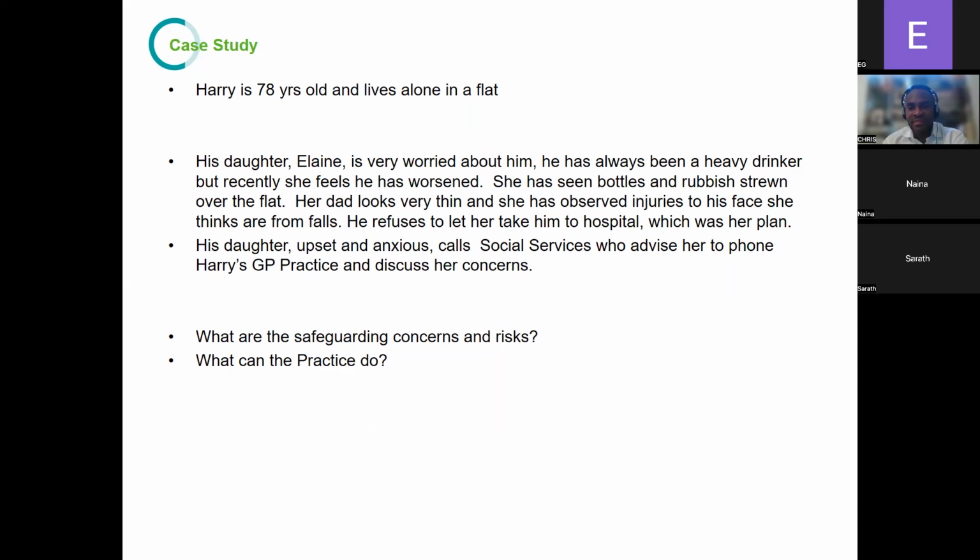What are the safeguarding concerns and risks? What can the practice do? Good. Thank you very much for reading. So let's think through this for 1 minute and let's discuss it. I want all of us to discuss it together, and we can point out some concerns. The last question, what can the practice do, means what would you do as a practitioner? If you are confronted with this issue, what would you do? But the first thing is, what are the safeguarding concerns and risks for Harry? That is the service user, the adult service user. So let's think it through for 1 minute and let's respond.